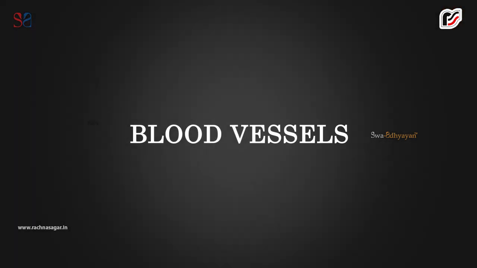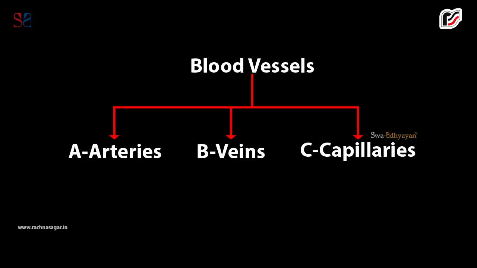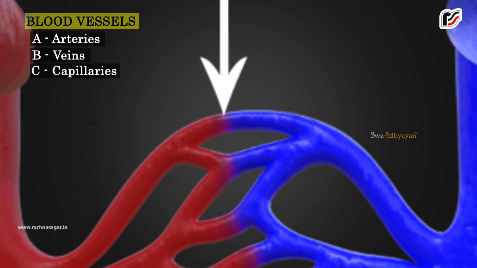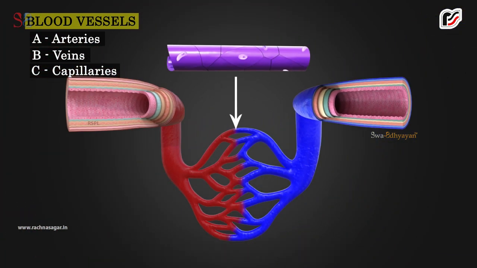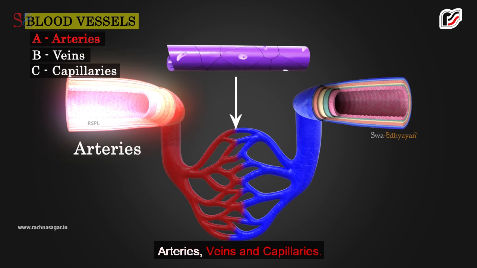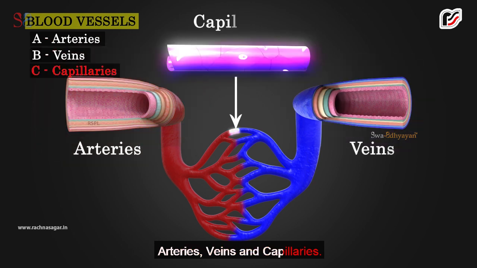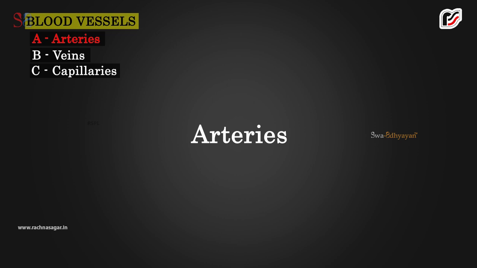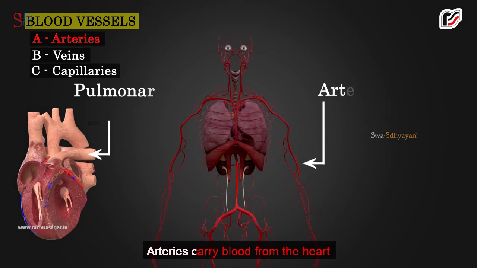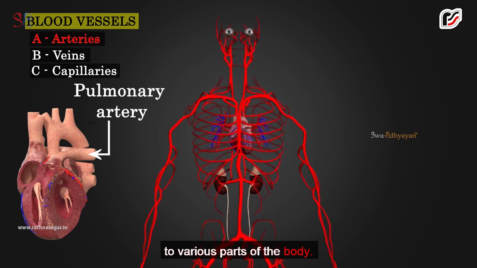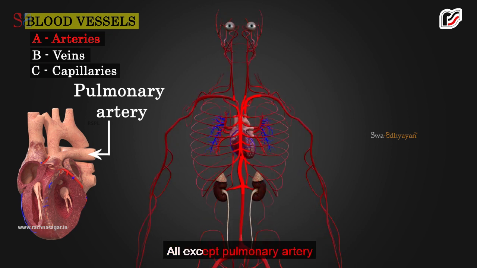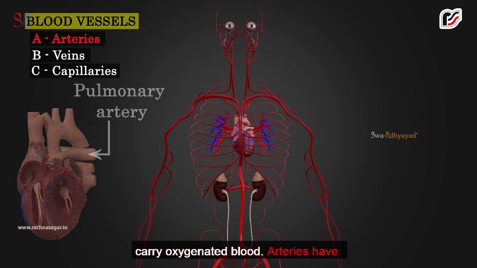Blood vessels. There are three types of blood vessels: arteries, veins, and capillaries. Arteries. Arteries carry blood from the heart to various parts of the body. All except the pulmonary artery carry oxygenated blood.